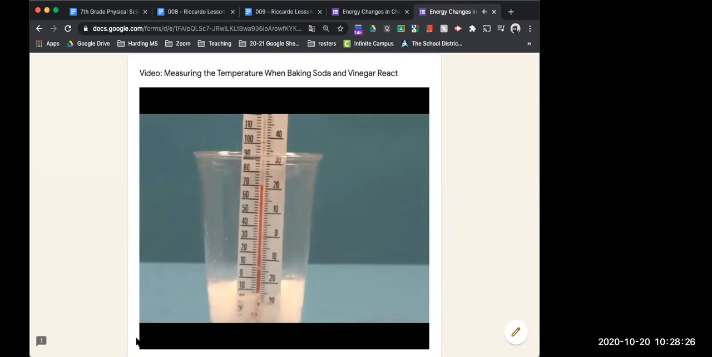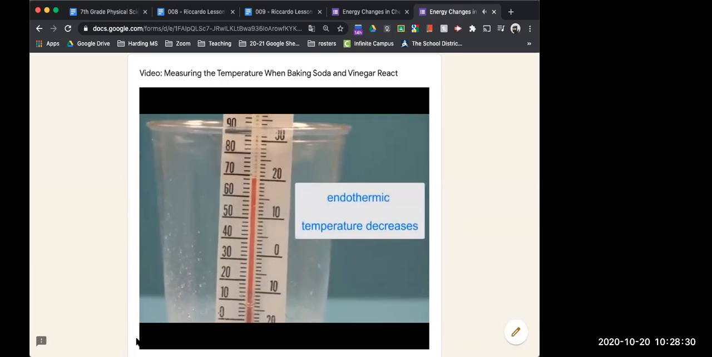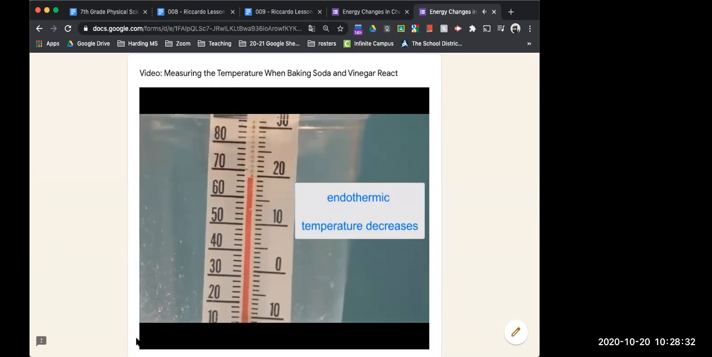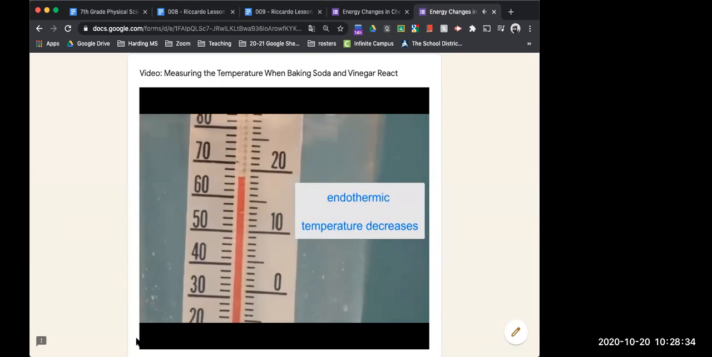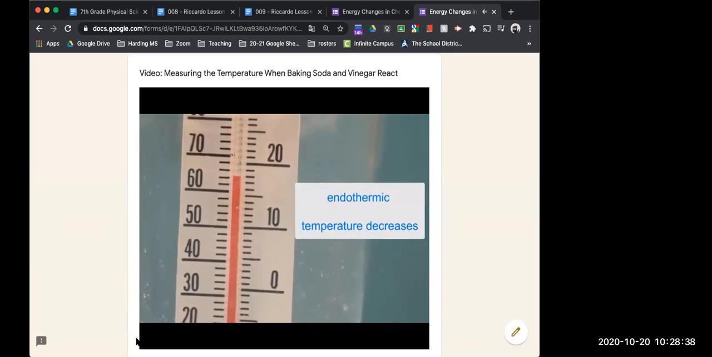When the temperature of a chemical reaction decreases, the reaction is called endothermic. The first part of the word, endo, means in or into, and thermic has to do with heat or energy. So an endothermic reaction means that more energy goes into making the reaction happen than is released by the reaction. This leaves the reaction mixture at a lower temperature.